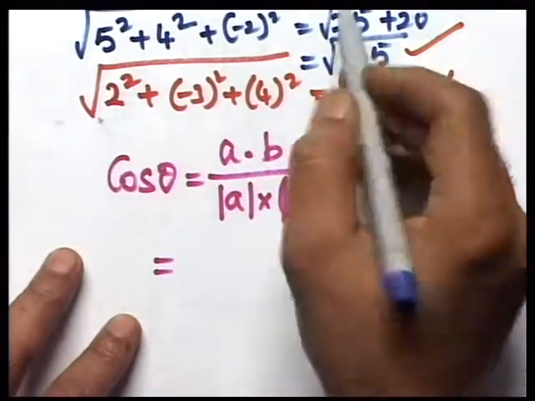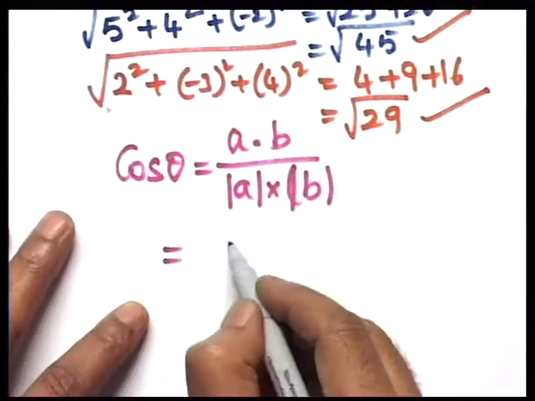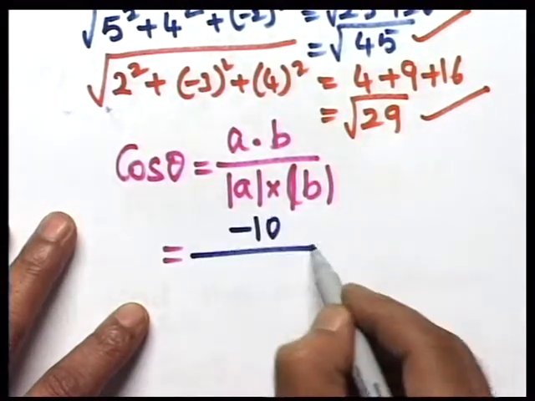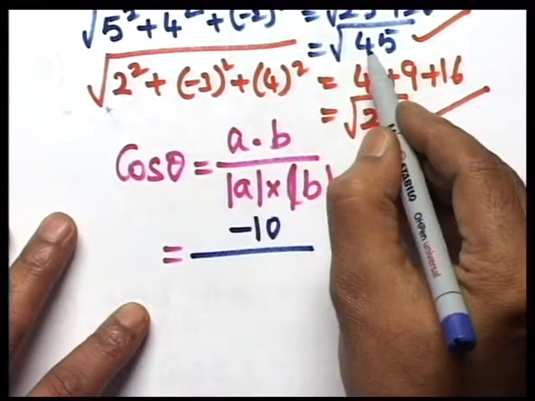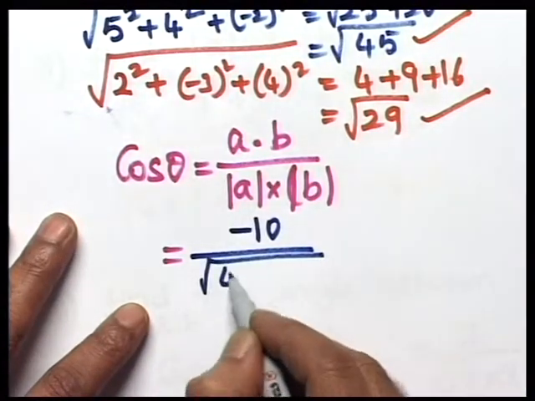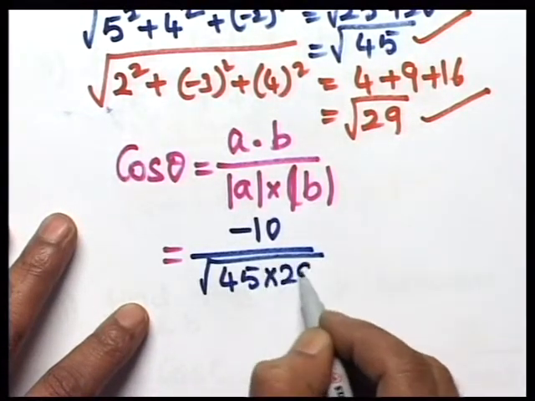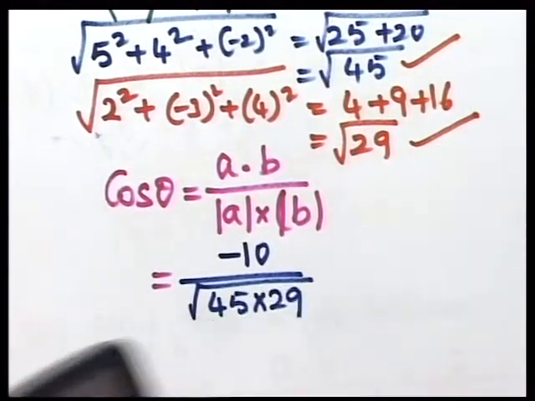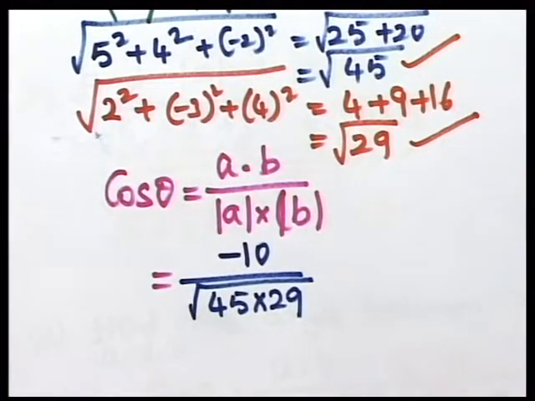A dot B we already found, which is minus 10. Minus 10 on top. Calculators ready, please. This is root 45, root 29. So square root of 45 times 29. We can write them under one root, it doesn't matter. Shift cos.